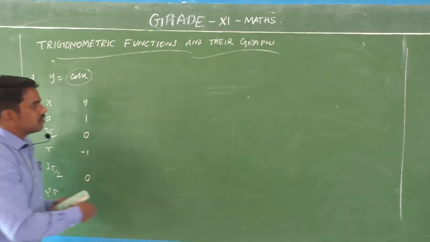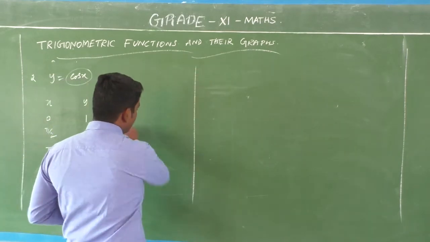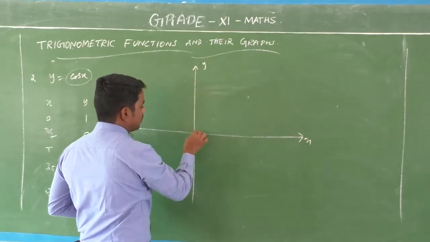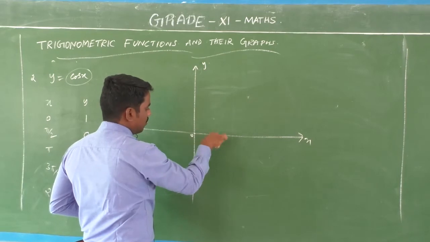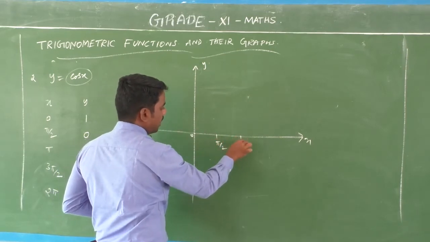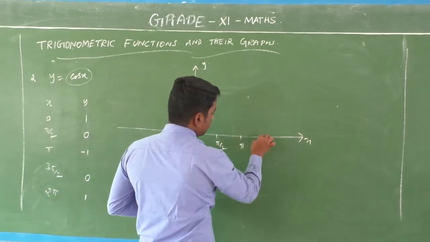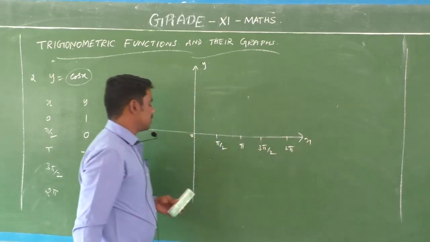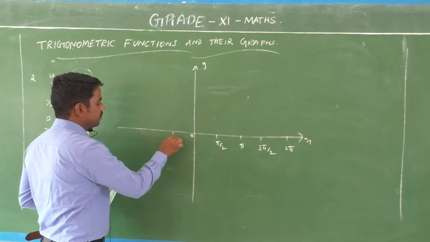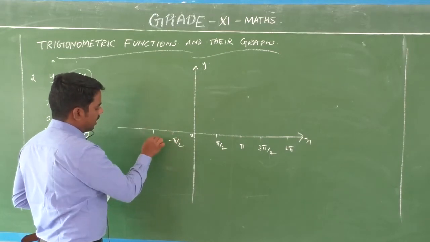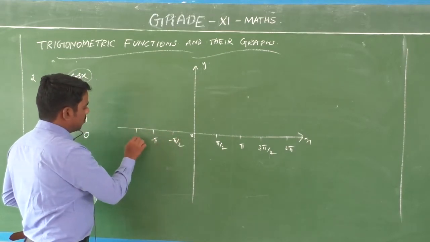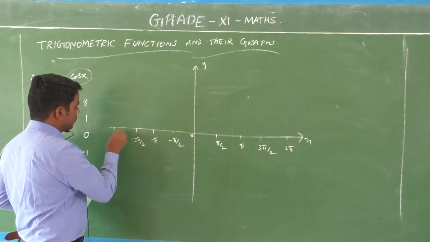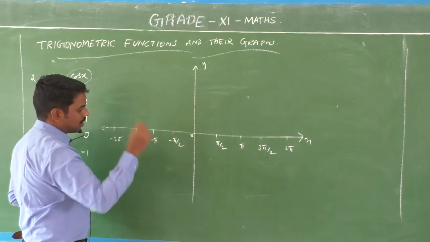Let us take the x axis and y axis. Mark 0, pi by 2, pi, 3 pi by 2, and 2 pi, and also minus pi by 2, minus pi, minus 3 pi by 2, and minus 2 pi, and so on.